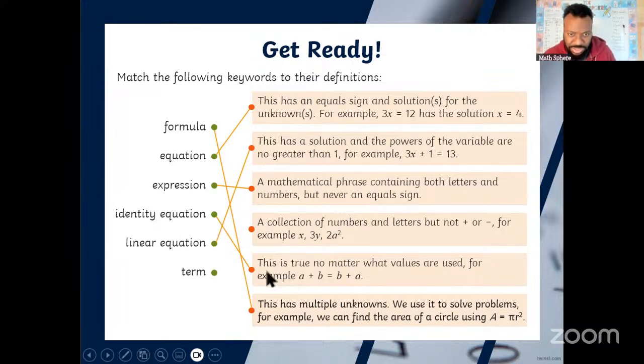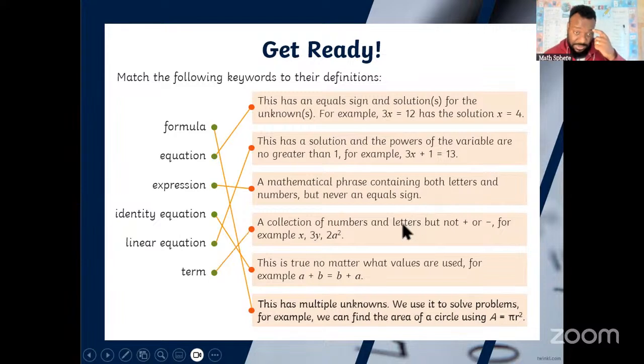Identity equation. This is true no matter what values are used. For example, a plus b is equal to b plus a. Whatever way you swap them around, it's the same. Just like if we were to make them numbers, say imagine a is 3 and b is 7. 3 plus 7 is 10. Just in the same way, 7 plus 3 is 10. So this carries the idea that it always has to be true.